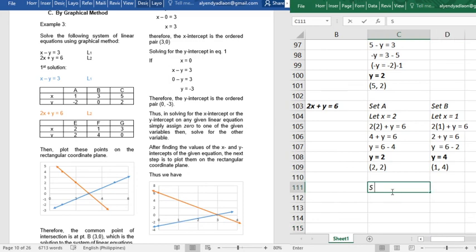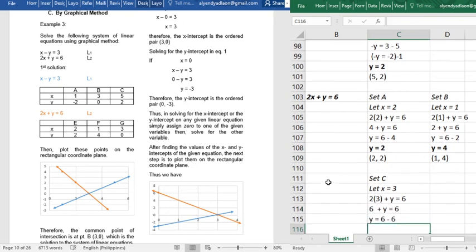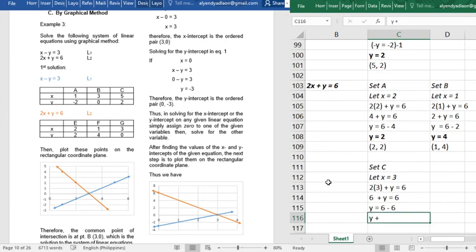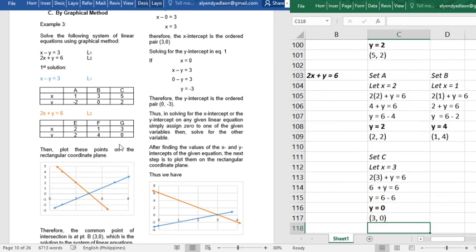And lastly, we have set C. For set C, let x be 3. So if x is 3, how much is y? 2 times 3 plus y equals 6. 2 times 3 is 6, plus y equals 6. So we have y equals 6 minus 6, so we can get 0. So if x is 3, y is 0, and that is what you can see here in our table.